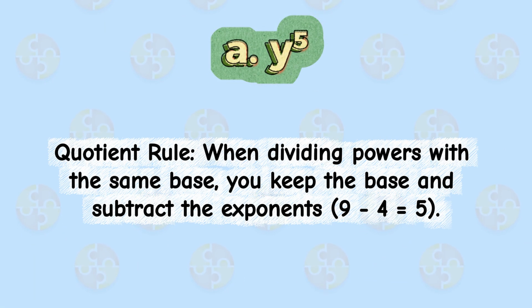The correct answer is A, y to the 5th power. Quotient rule: when dividing powers with the same base, you keep the base and subtract the exponents. 9 minus 4 equals 5.